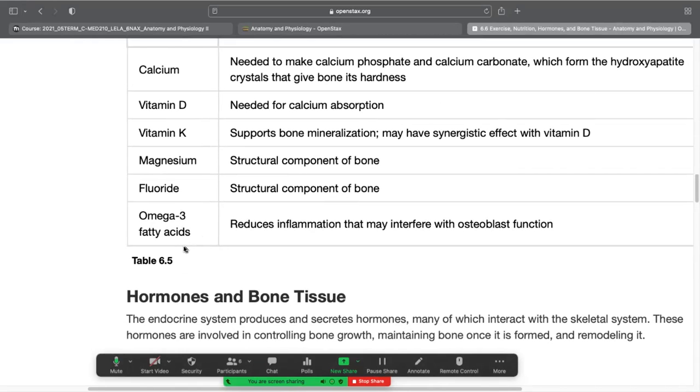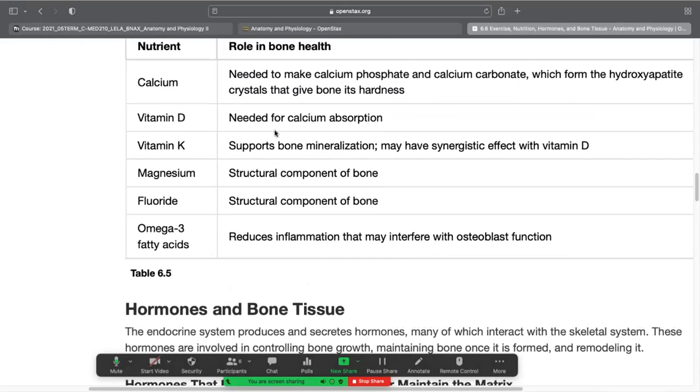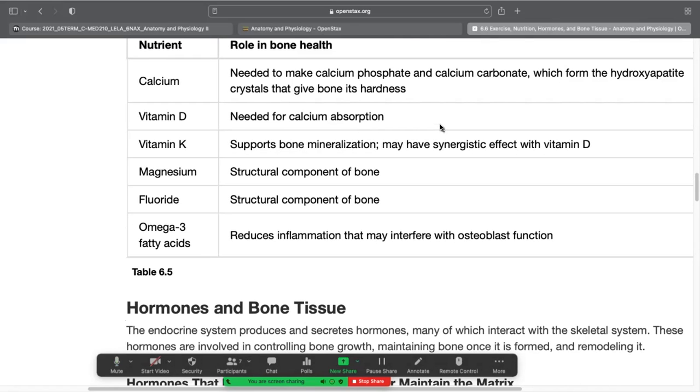Omega-3 fatty acids are wonderful, but don't just take squalene or fish oils. You have to get it derived from actual diet, actual fish. And of course, fluoride is a nice trace element that also deals with the structural components and gives the strength to bone. What gives bone strength? Fluoride, magnesium, calcium phosphate, calcium carbonate. Those are all the things that differentiate bone versus cartilage. Bone has a lot of these things. Cartilage, not as much.